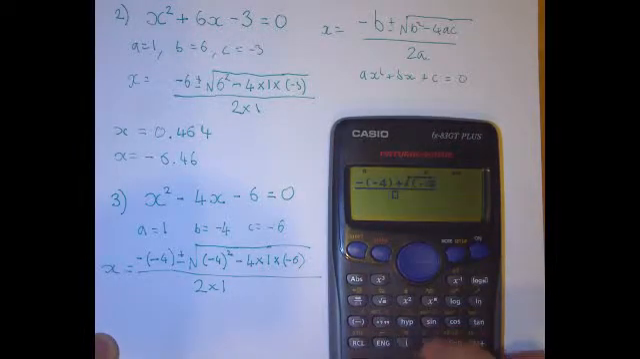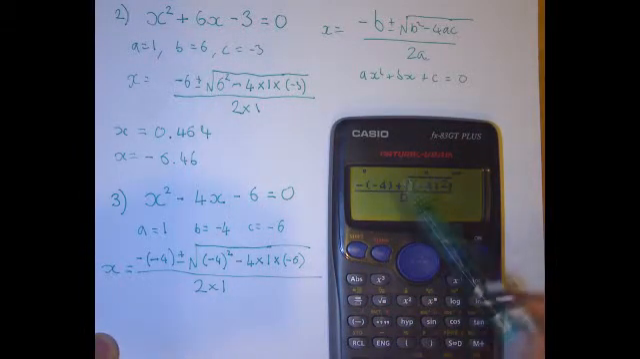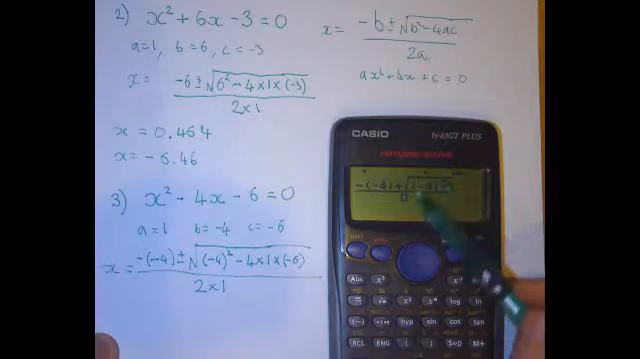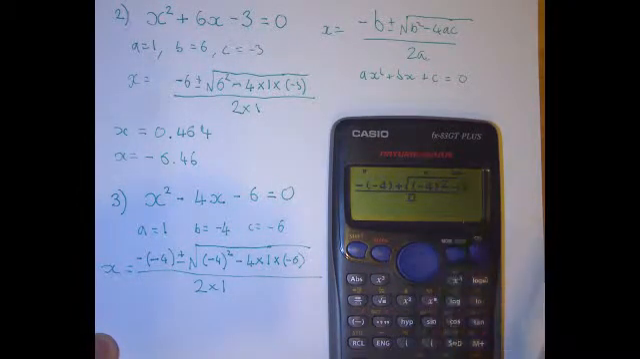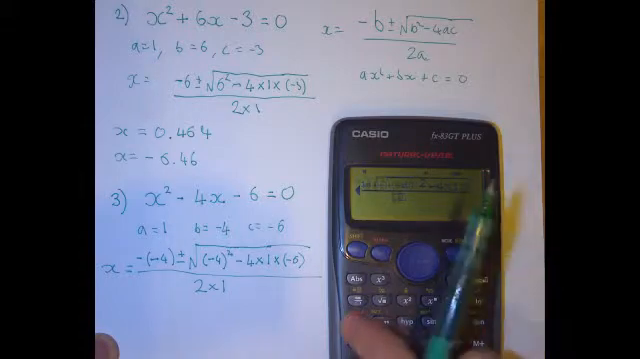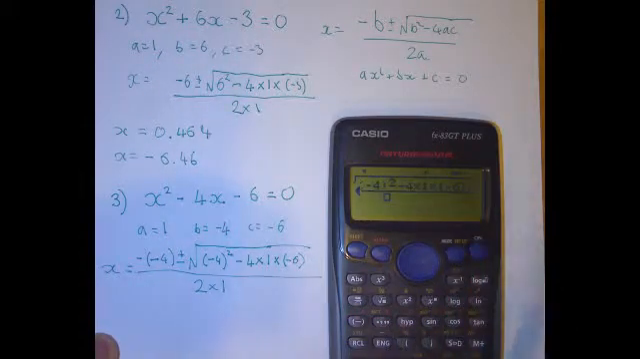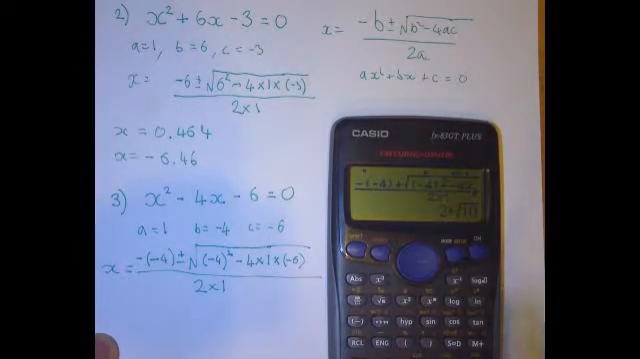negative 4 squared. Notice how I've typed that in, the negative 4, then square, and the negative 4 has to be in brackets. This is so you're squaring the negative as well as the 4. So that's the minus b squared. Minus 4 times 1 times negative 6, again in the bracket so it's times it properly, and all of that is divided by 2 times 1. Let's press the equals button. 2 plus the square root of 10.